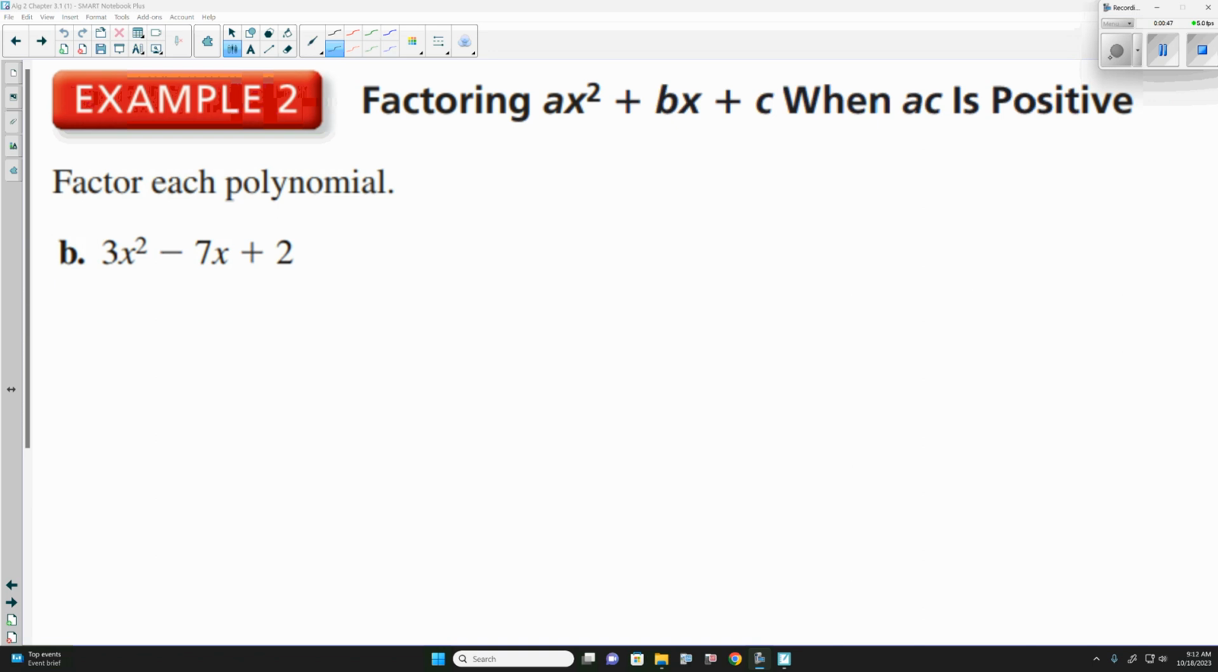After we do that, our third step is to find the sign, and we look at the third term. If the third term is positive, the signs are the same and they match the sign of the middle term. If the third term is negative, the signs are opposite.